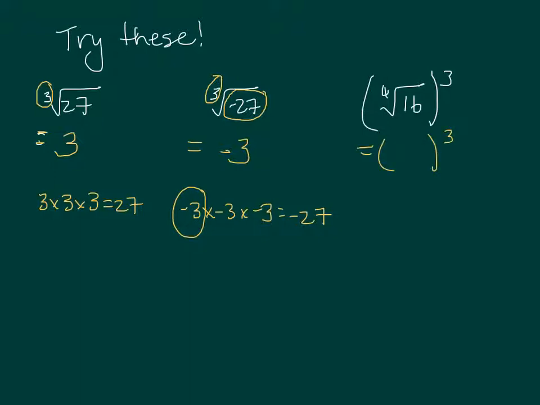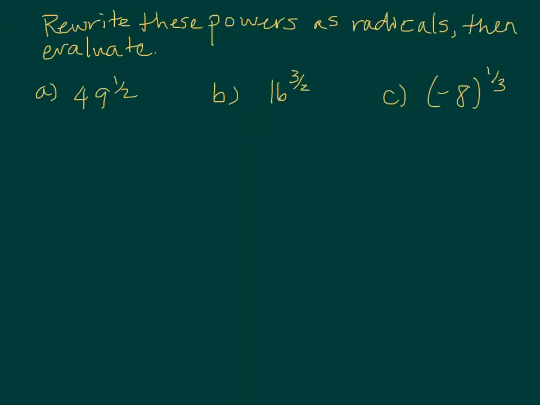What number multiplied by itself 4 times gives us 16? The answer is 2. Evaluating that power, we will get 8. So how did you do? Evaluate yourself and see how much more practice you think you need. So let's practice a little bit more rewriting powers as radicals and then evaluating. Let's try these ones out on your own. Pause the video and we'll take them up together in a moment.